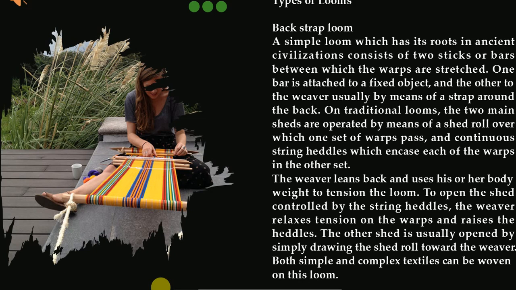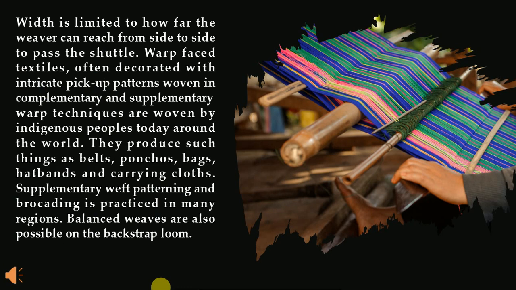Both simple and complex textiles can be woven on this loom. Width is limited to how far the weaver can reach from side to side to pass the shuttle. Warp-face textiles, often decorated with intricate pickup patterns woven in complementary and supplementary warp techniques, are woven by indigenous peoples today around the world. They produce such things as belts, ponchos, bags, hatbands and carrying cloths.